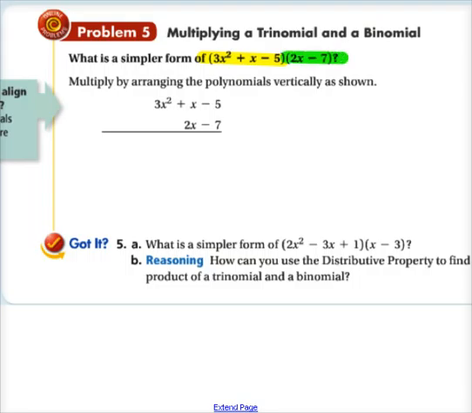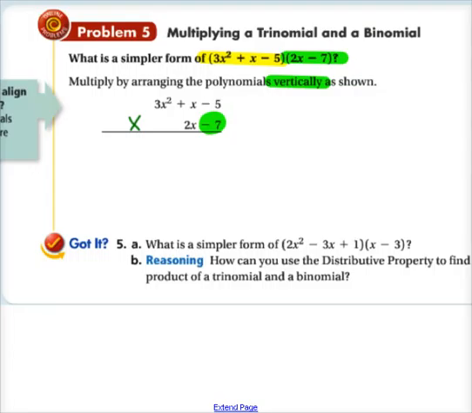Instead, we're going to arrange the polynomials vertically as shown. So 3x squared plus x minus 5 is being multiplied to 2x minus 7. It's kind of like a long multiplication problem. First, I'm going to multiply negative 7 to each part in the top.